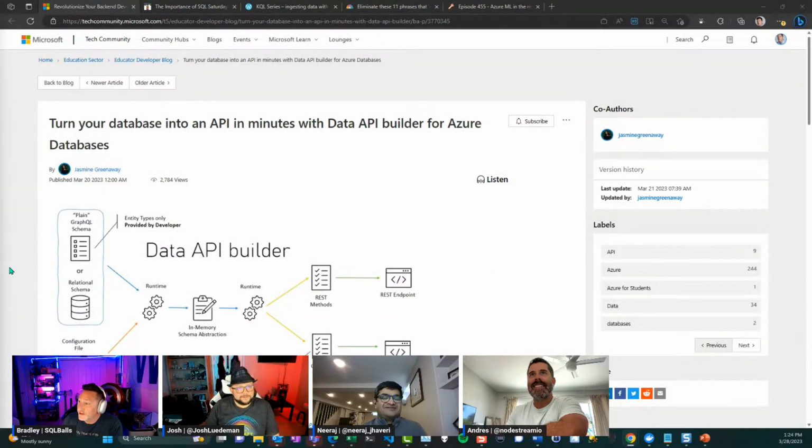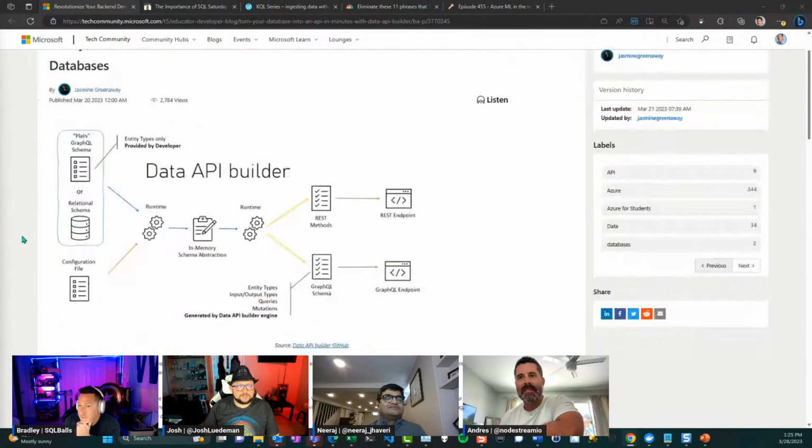Josh, you've got "Turn your database into an API in minutes with Data API Builder for Azure databases." I am excited about this one. Take it away, my friend. Yeah, so this one actually is referencing an open source project that we have where you can actually generate APIs for pulling data based off of queries.